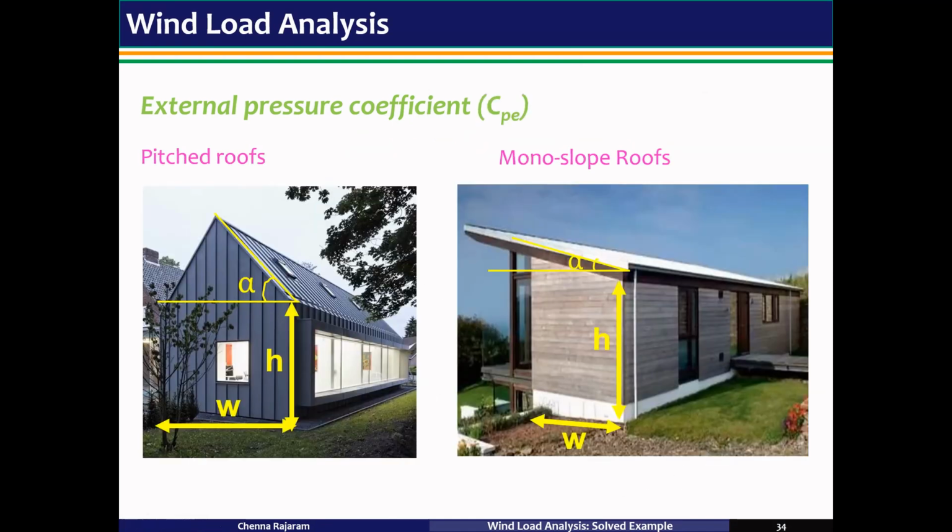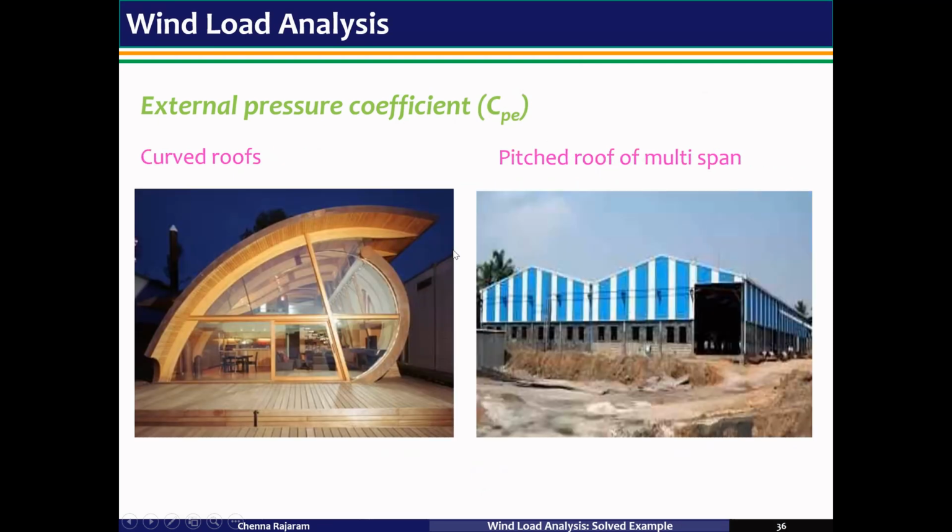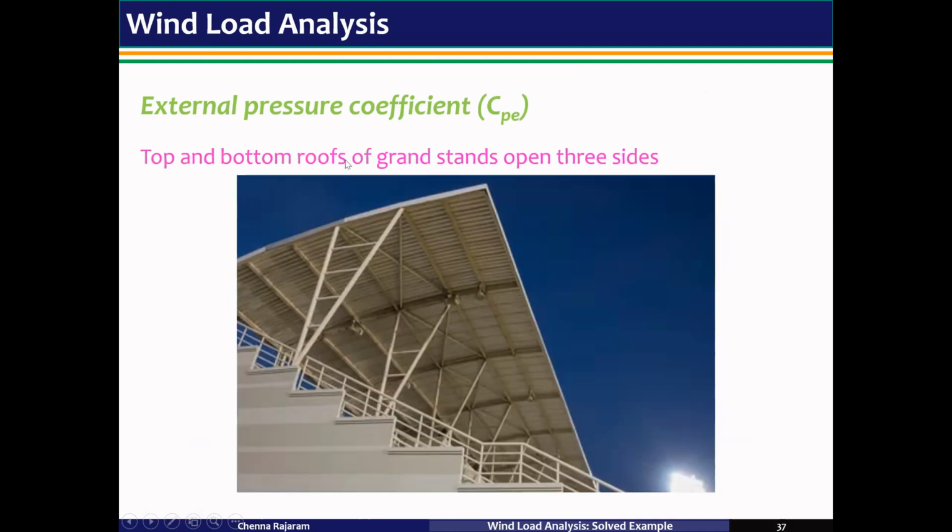In a similar manner, the external pressure coefficients are given in IS 875 part 3 2015 for various structures like pitched roofs and monoslope roofs. In case of pitched roofs, the height and width are as follows, and the roof angle is like this. Similarly, for monoslope roofs also, height and width and the angle of the roof. Monoslope free roofs, freestanding double slope roofs, curved roofs, pitched roof of multi-span, top and bottom roofs of grandstand open on 3 sides. So this is the case where you have in the stadiums.